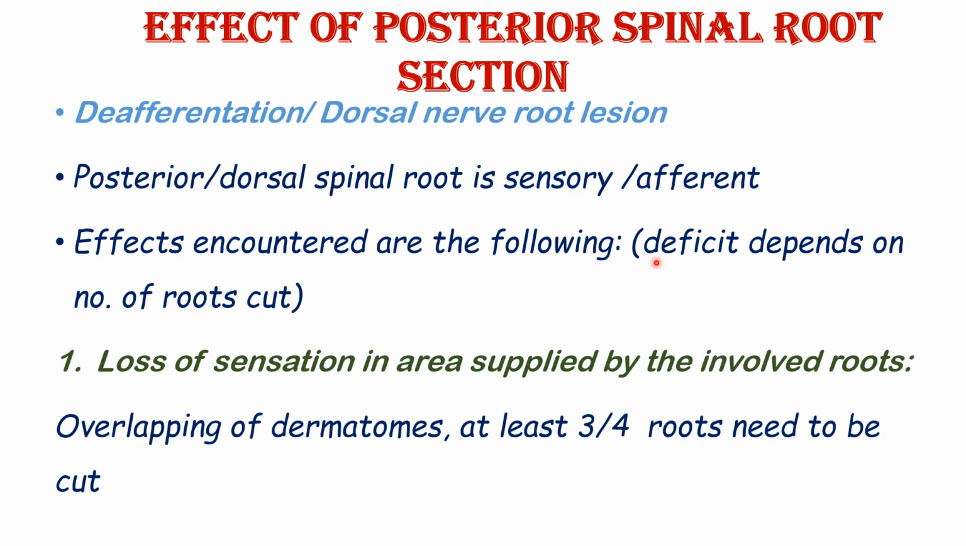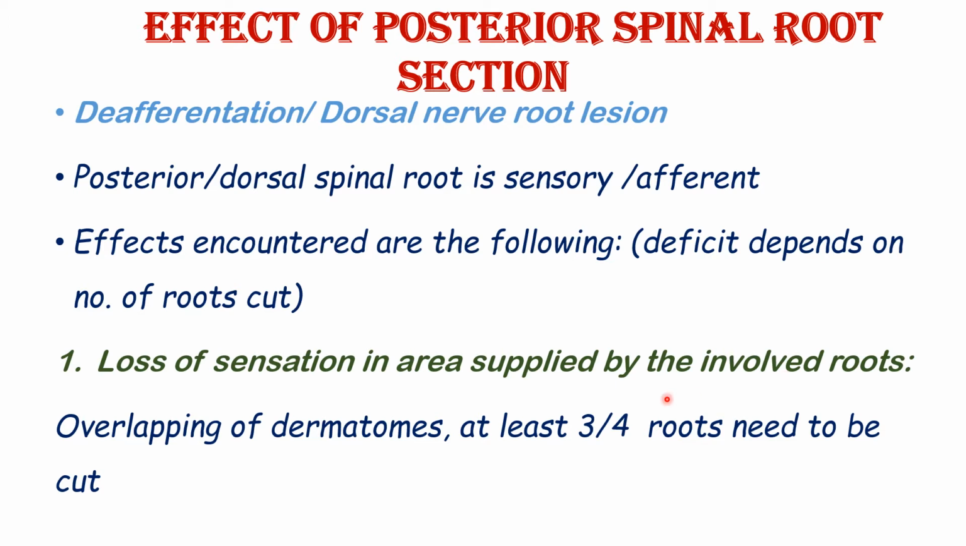But if more and more roots are cut, then we get the major effects. First of all, we get loss of sensation in the area supplied by the involved roots, because these are the afferent roots. Whatever sensation comes from different parts of the body comes via the posterior root. So no impulses from the receptor reach the spinal cord, and we lose the sensation. We don't feel any sensation.